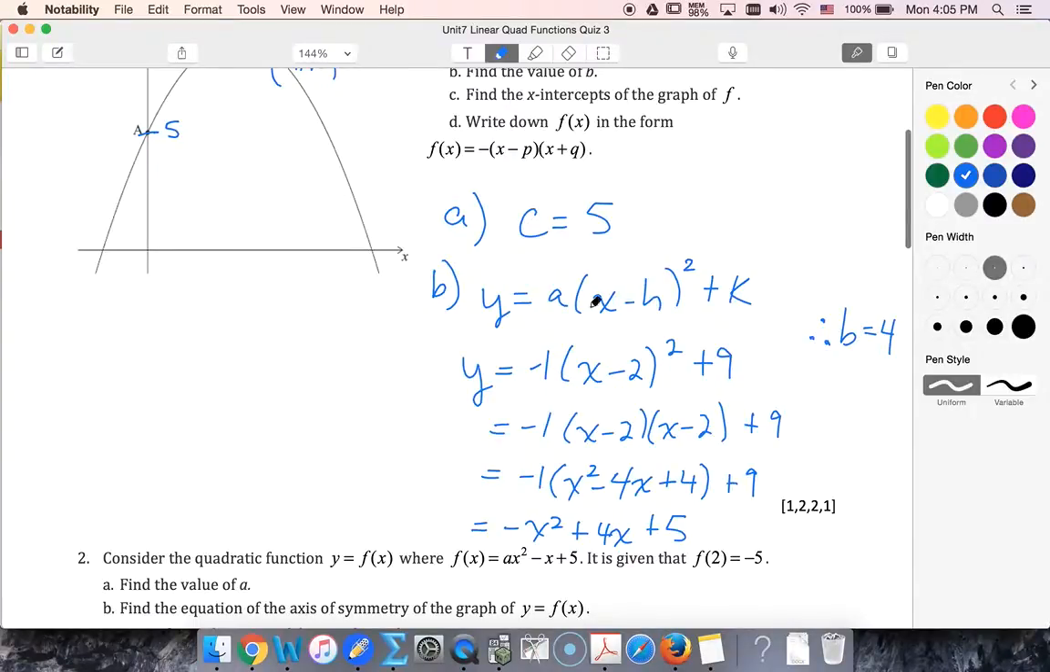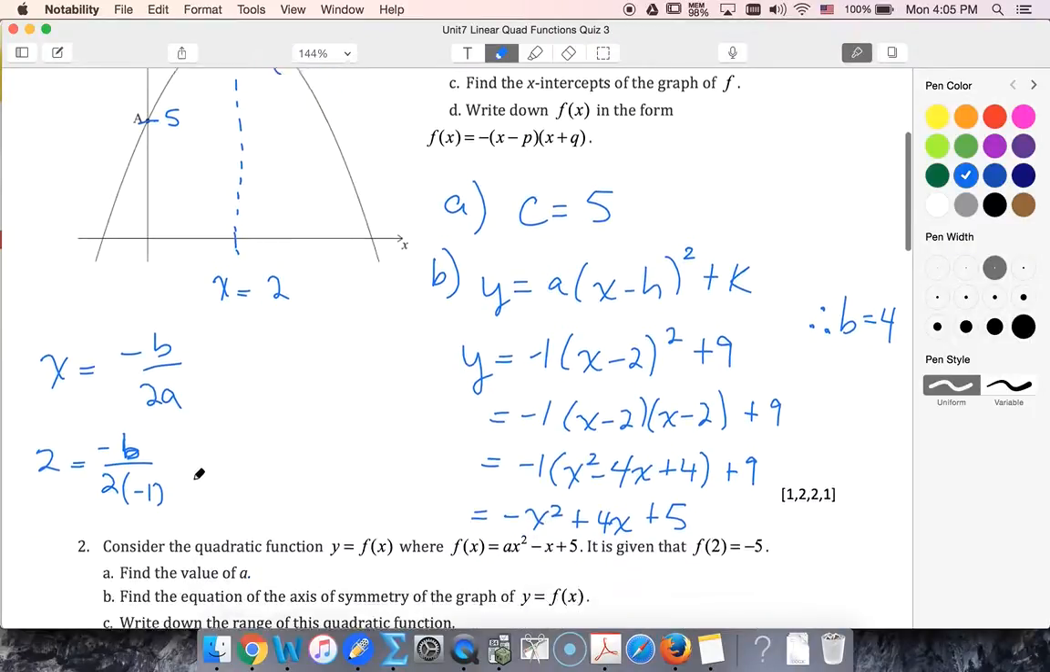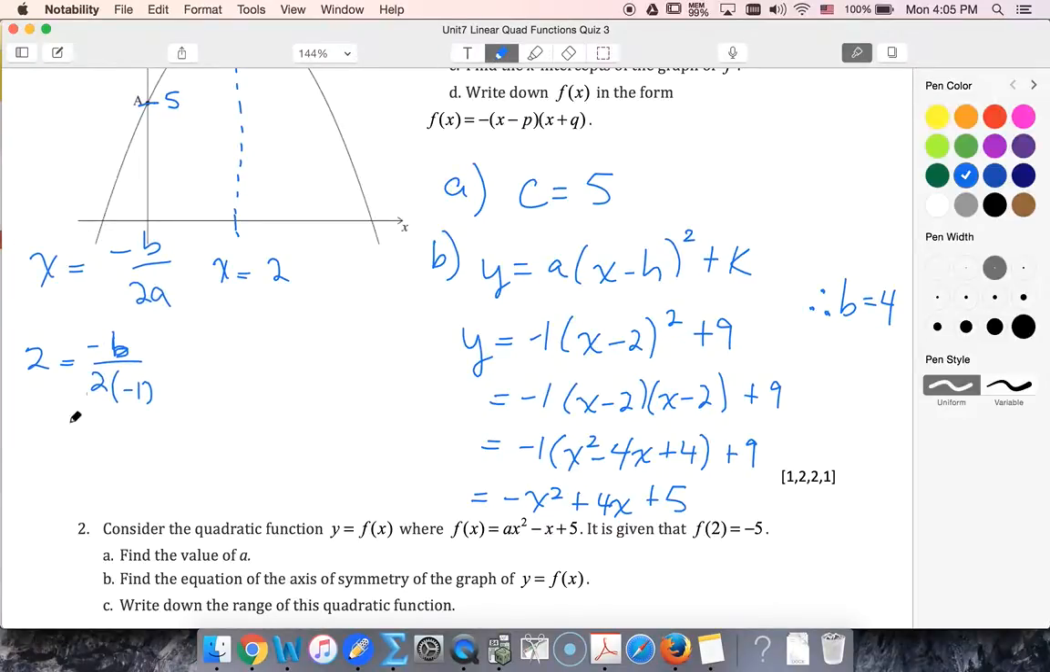That's one way to do this. So we could have used vertex form. The other way we could have done this is that we could have drawn in our axis of symmetry. So this is going to have the equation x equals 2, because that's the x value. We also know that the equation of the axis of symmetry is -b over 2a. Well, we've said that x equals 2, so 2 equals -b over 2, and we said the a value was -1. So now I can just solve this equation. This is -2, multiply it to the other side, I get -4. So then I would have -4 equals -b. Therefore, b is equal to 4. So now I know my b value. I had two different ways I could have done it. So this is the alternative method of finding b.